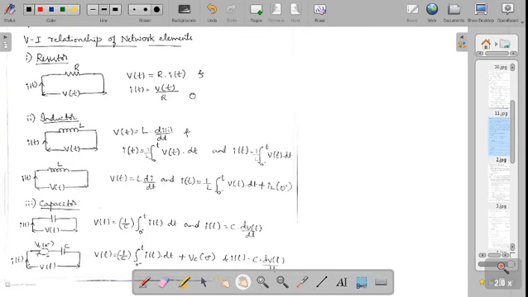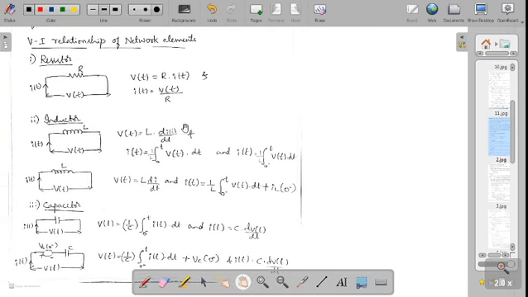Before going into this, we just need to know the relationship. So the basic fundamental components are a resistor, an inductor and a capacitor. First let us consider the resistor. There is a resistor R, and there is a current i of t, a time varying current, which is being fed into this resistor.